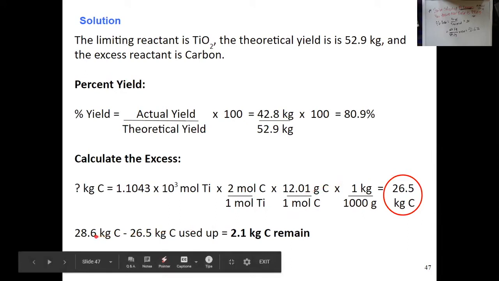To find the amount that I have left in excess, I'm going to subtract now. I started with 28.6 kilograms of carbon. I used up 26.5 kilograms of carbon, so I have 2.1 kilograms of carbon left.